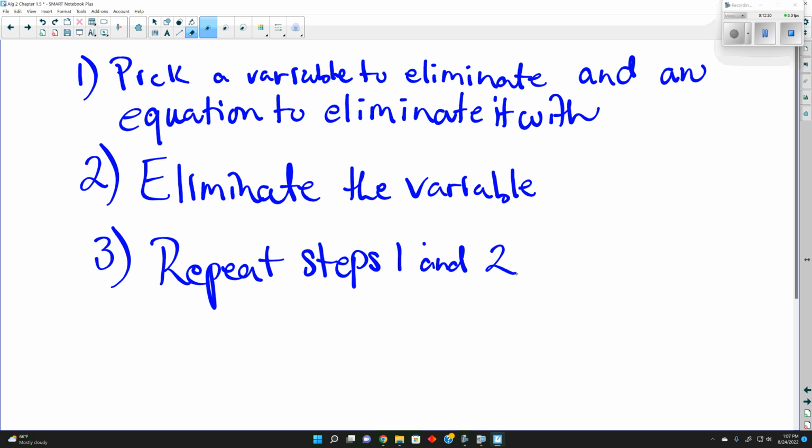Now for step 3, we're going to repeat steps 1 and 2, but this time we don't have to pick an equation to eliminate with. We're mainly just picking a variable and eliminating it. So for the third step, we don't need to do anything with the equation again, but we're picking a variable and eliminating it. And step number 4.